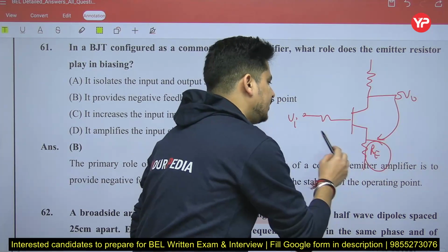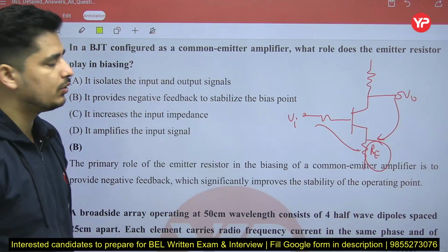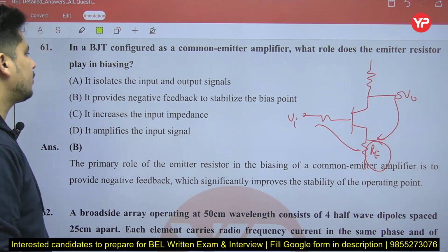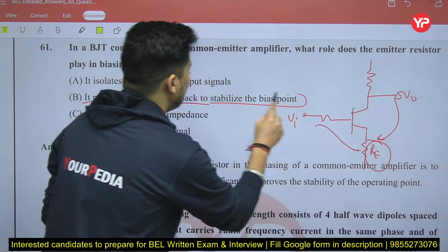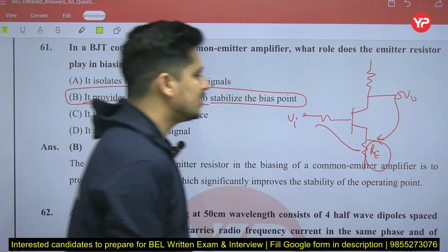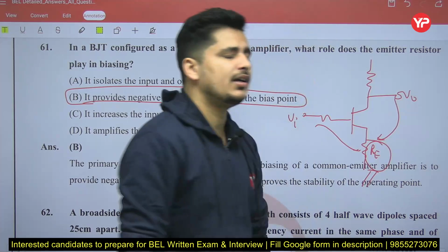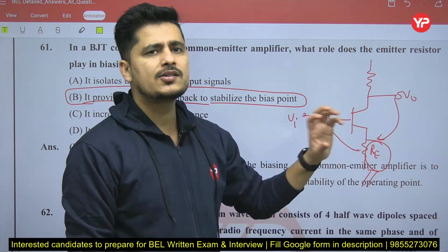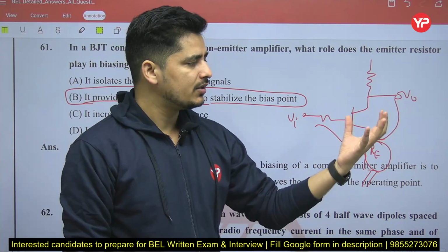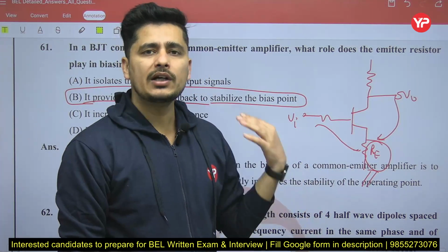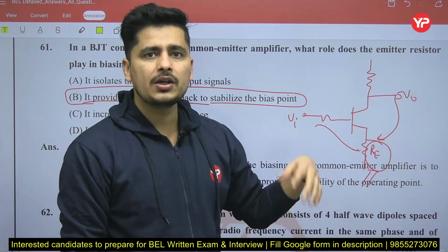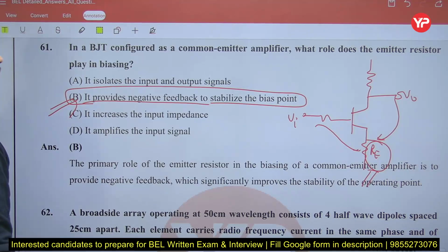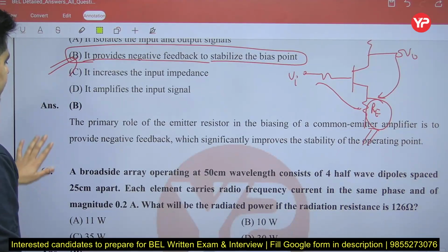It is used as a feedback element between the output and the input. So basically it will provide the negative feedback from the output. So what is the use? It will provide the negative feedback to stabilize the biasing point. Why are we using this RE resistance? When you solve the stability factor without RE and with RE, you can see that with RE the stability factor tends to 1. Without RE it goes away from 1. So it will improve the stability of the system. So basically it will provide the negative feedback to stabilize the biasing point.